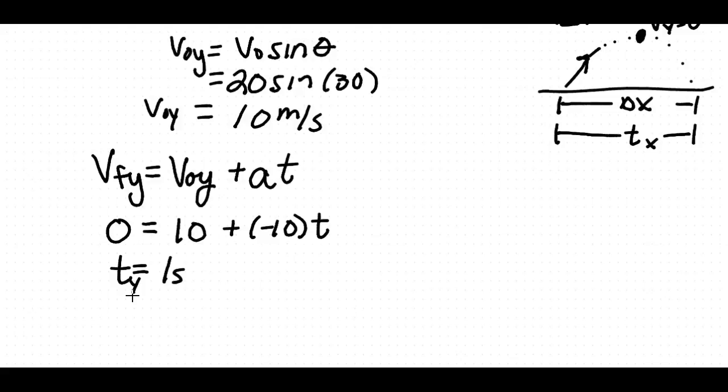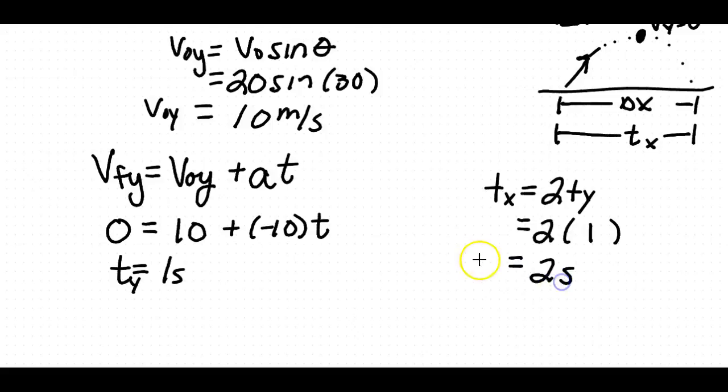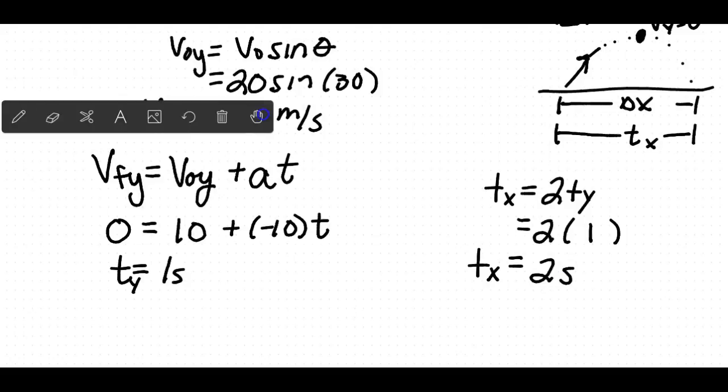Now because of symmetry, especially for a type 2, time x is going to be double time y. That's because it's going to go up and then come back down in exactly the same way. So that means that time x is going to be 2 times our value of time y, which is 1. So it's going to take 2 seconds before this ball is going to hit the ground again. That's time x.